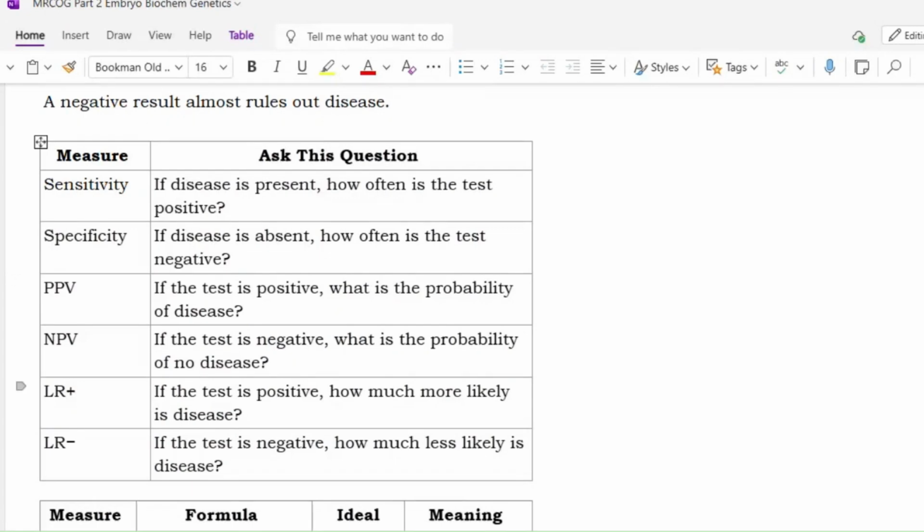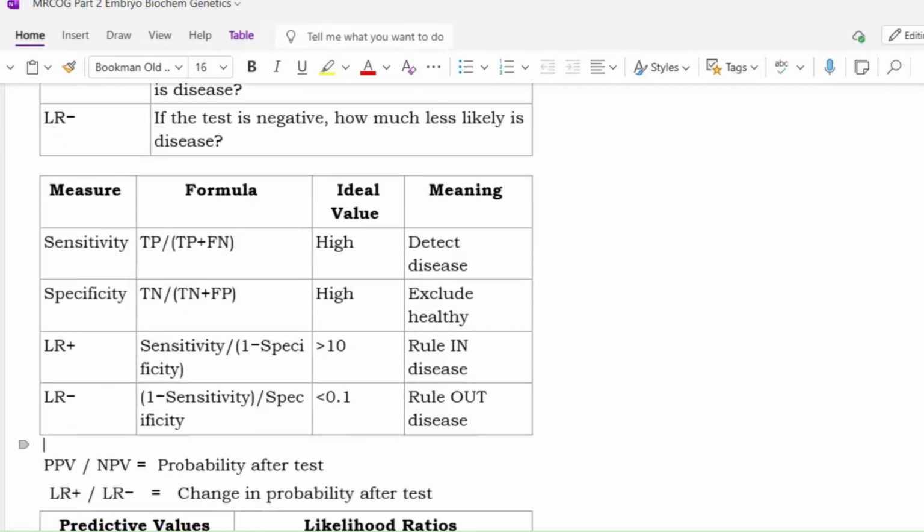Okay. Now likelihood ratio positive: if the test is positive, how much more likely is the disease? That is the LR positive. And if the test is negative, how much less likely is the disease? It is the LR negative. Okay, so that is the comparison of all this.